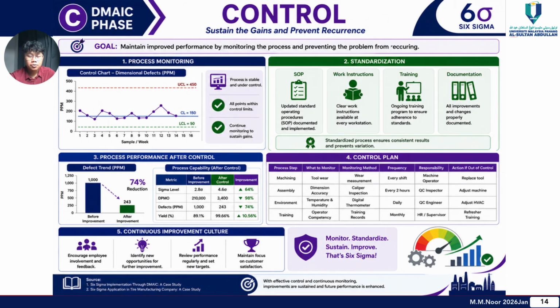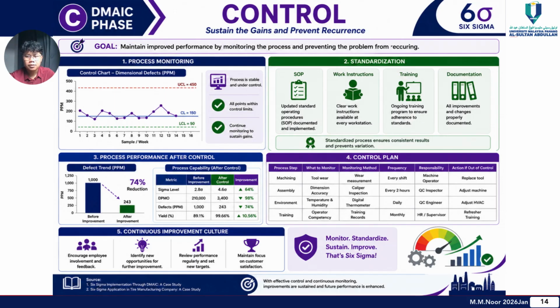We have the upper control limit, lower control limit, and the center line. Since all points remain within the control limits, this indicates that the process is stable and under control. And then we have the standardization activities. Several actions are implemented such as updating standard operating procedures, preparing work instructions, conducting employee training, and improving the documentation. So this ensures that everyone follows the same process.